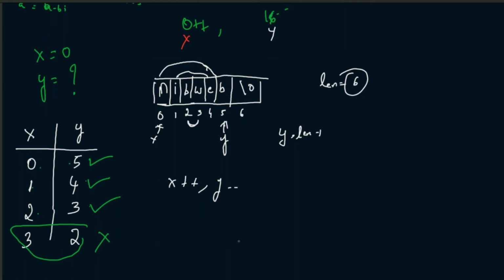Sir, what if it is equal, sir? What if x is also 3 and y is also 3, sir? Such a situation comes. When does such a situation come? When it is odd numbers, when the string length is an odd number. At that time, the situation will come across.